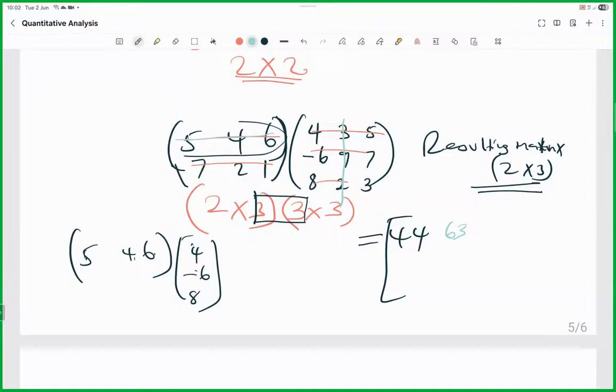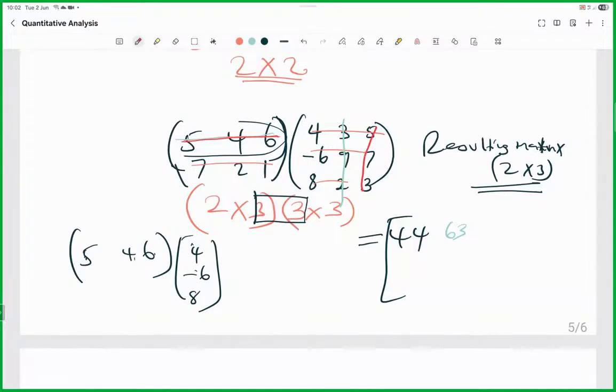Speed is of essence here. If the speed is not very high, then you will not be able to finish questions. Take the third one, still picking the same row, the third column now. First one, so it is 5 times 5 plus 4 times 7 plus 6 times 8.